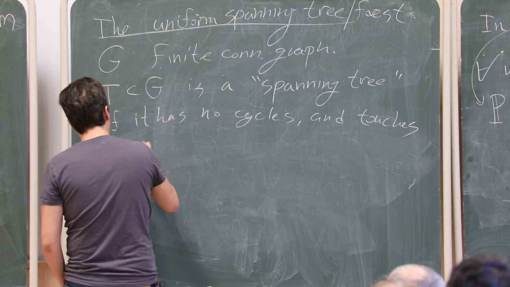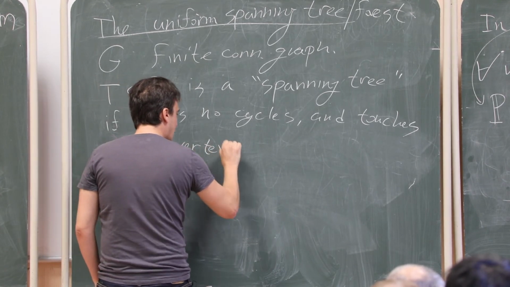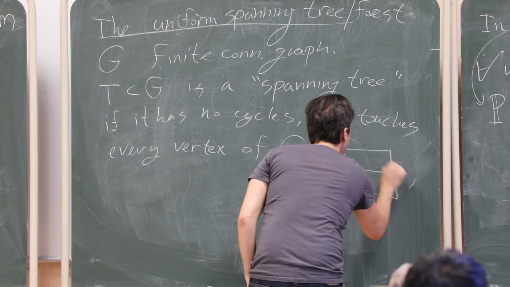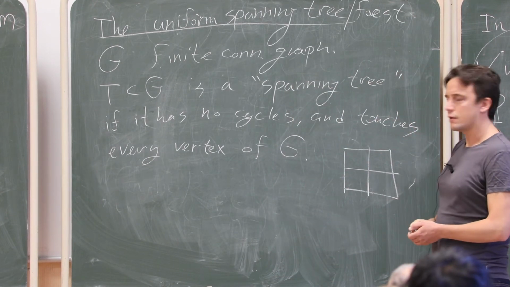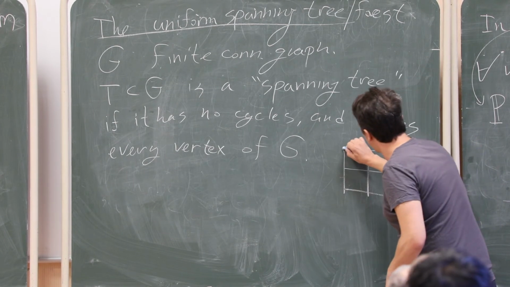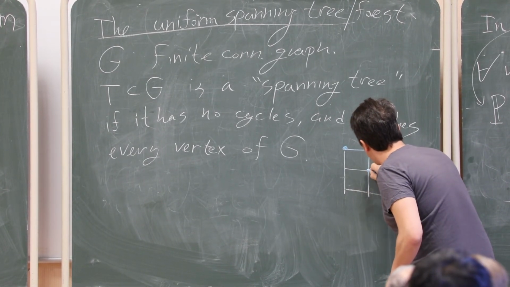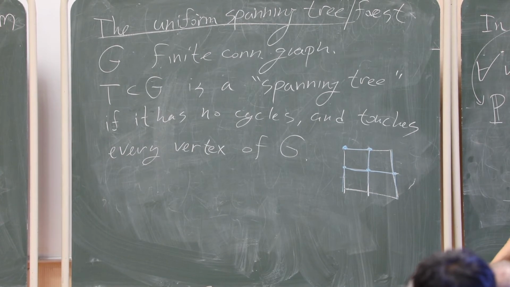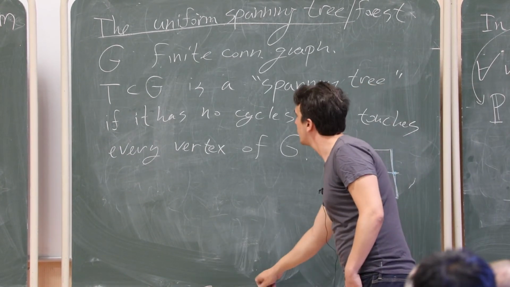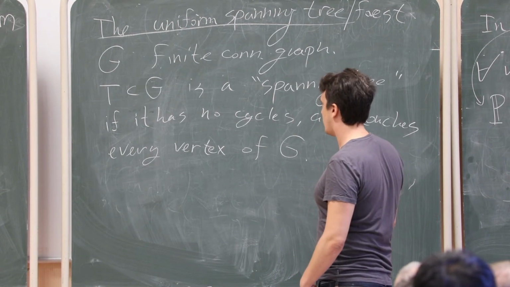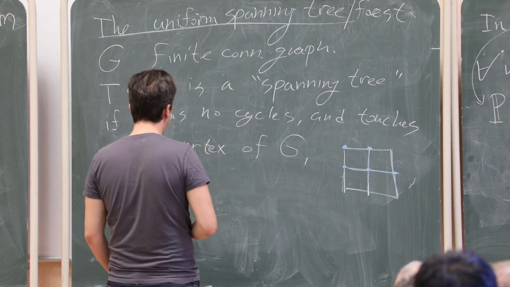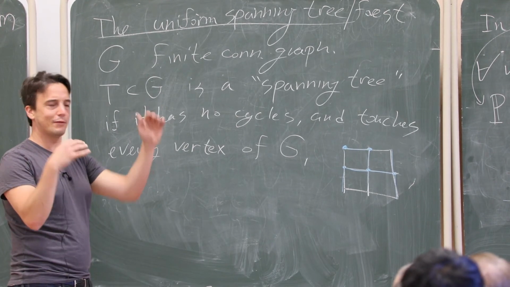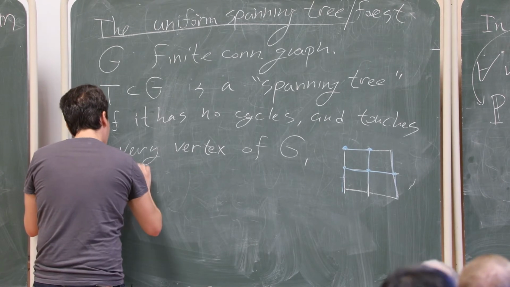Okay, so for instance, if your graph is this, where the vertices are where edges meet, then a spanning tree could be something like this. It needs to be connected, right? Oh yes, I forgot to say connected. It has no cycles, touches every vertex. You could just say it's connected because it already touches every vertex. But let's just add connected, even though it follows.